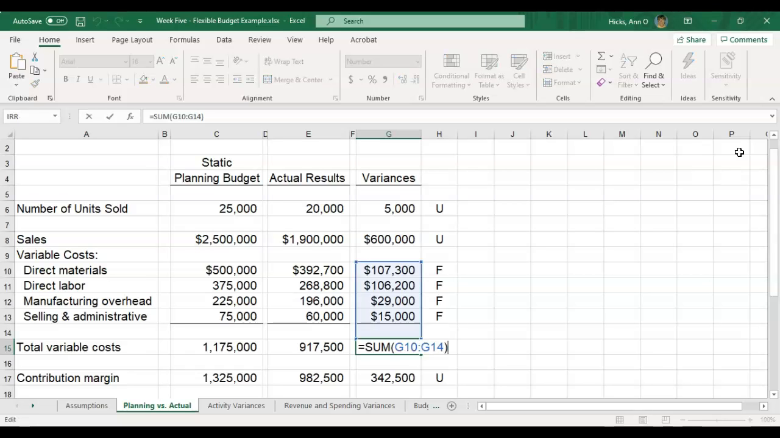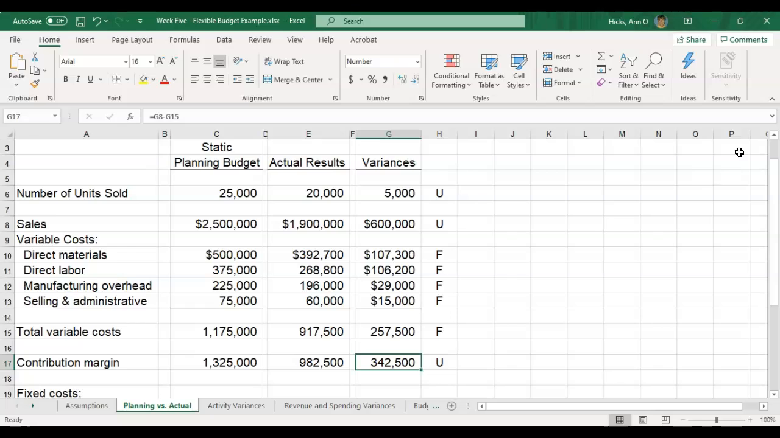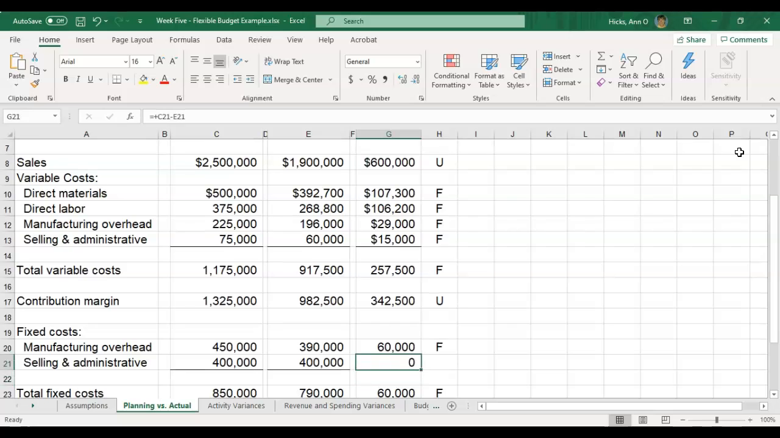So we have a total variance in variable costs of $257,500. We subtract that from the variance in sales, and that leaves us with an unfavorable contribution margin. So what that tells us is that the unfavorable variance in sales was more than the favorable variance in variable costs.